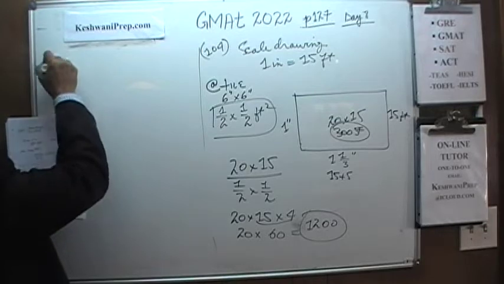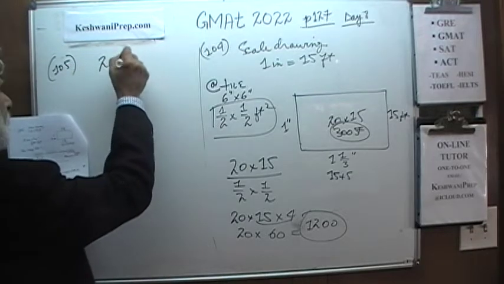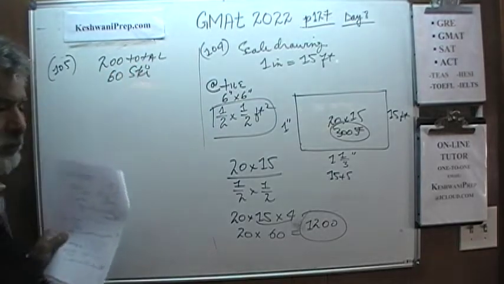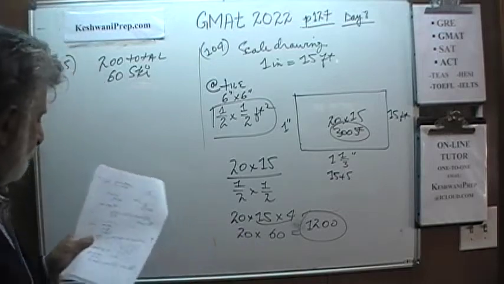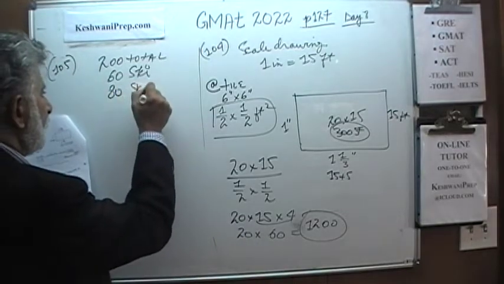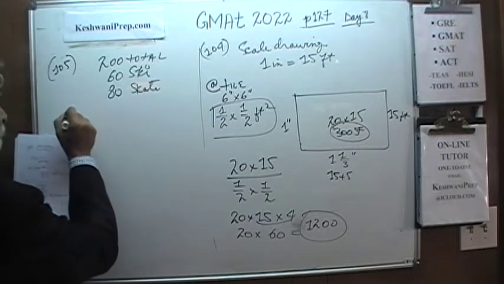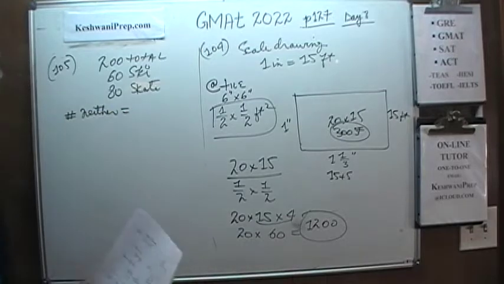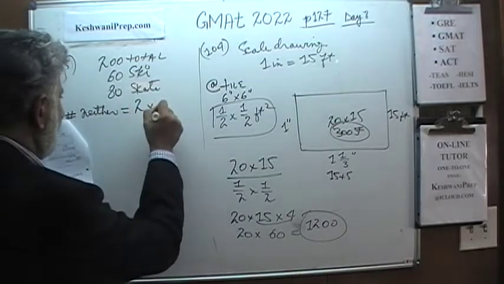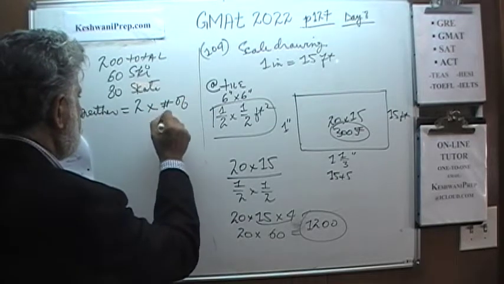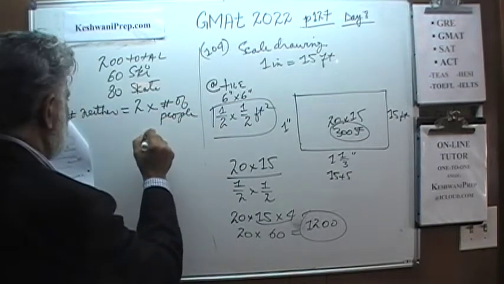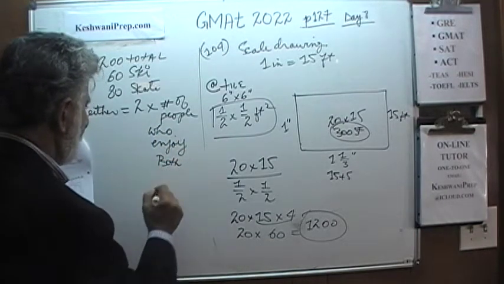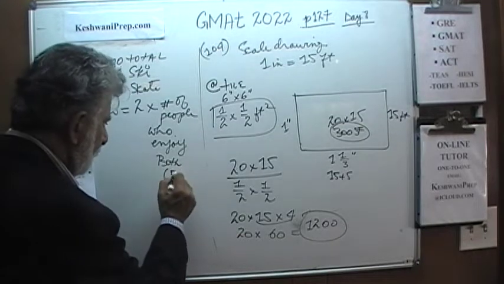We are told that we have 200 total people. Of those 200 people, 60 prefer to ski, and 80 prefer to skate. We are also told that the number of people who prefer neither is 2 times the number of people who enjoy both. The symbol we're going to use to represent both is the letter B.